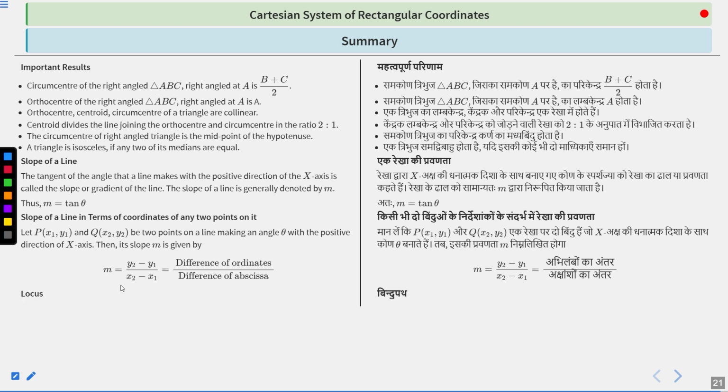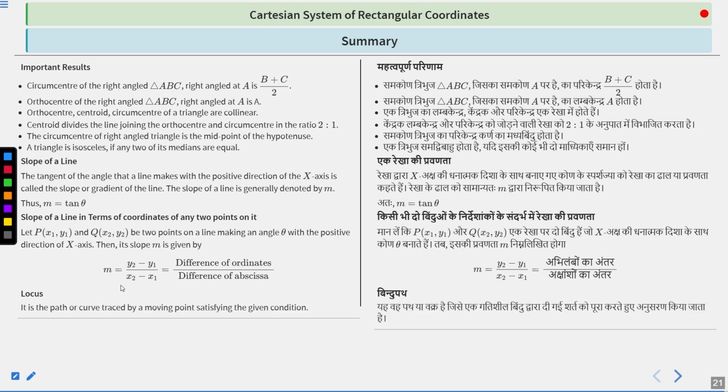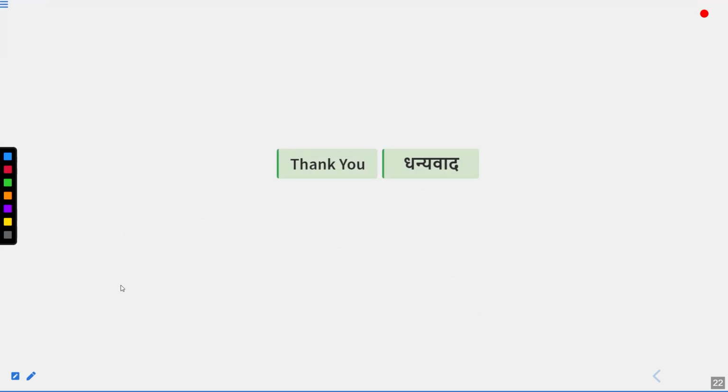Clear? After that, we have seen locus, in which we have seen that locus is basically the path or curve traced by a moving point satisfying the given condition, right? So in this way, we have discussed the theoretical portions of Cartesian coordinates, or the Cartesian system of rectangular coordinates. Hope you understood the whole concepts. Clear? And hope you liked the lecture. Okay. Thank you so much.